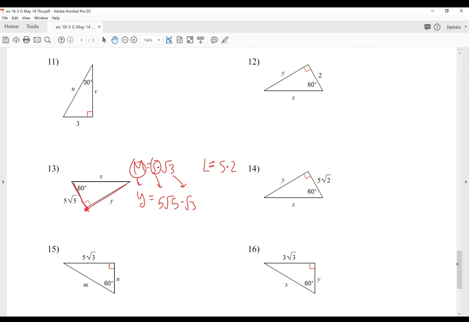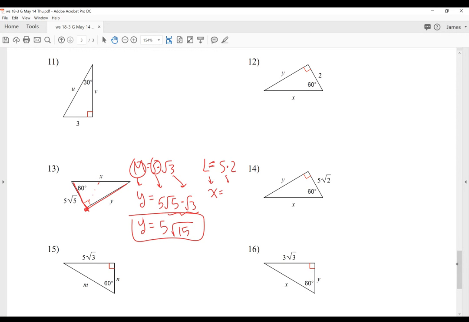Well, can I simplify? Yes, you can. So whole number 5, you cannot do anything with it. But square root of 5 and square root of 3, they're both square roots, so you multiply them. Square root of 15, 5 times 3 is 15. That's it. Now the large side is across from here, so that would be x.